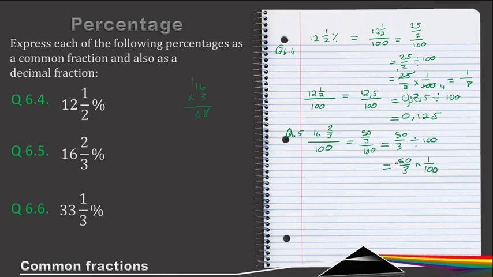So these cancel. We have 50 going into itself once and into 100 2 times, and then 1 times 1 is 1, and 3 times 2 is 6. So now for the decimal fraction, I have 16 and 2 over 3, once again over 100.